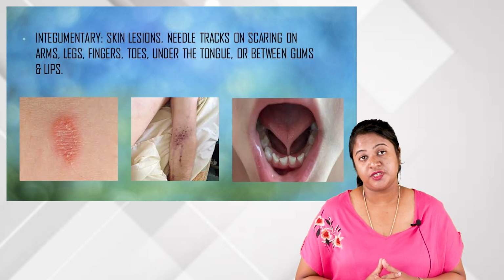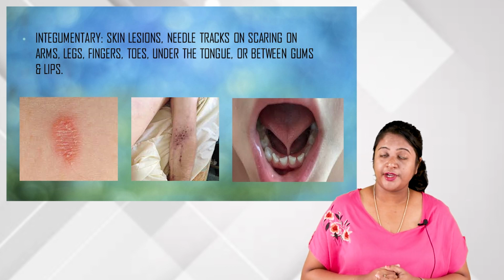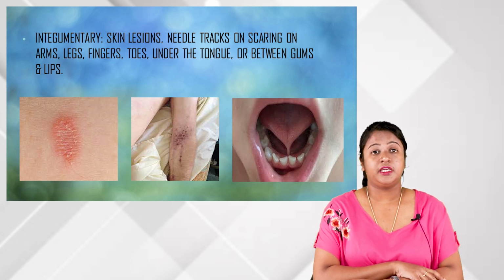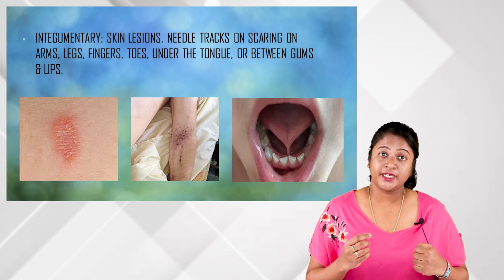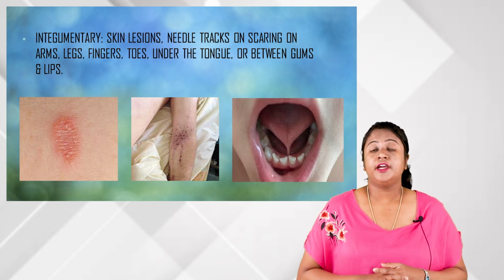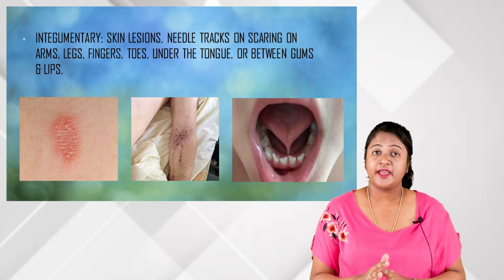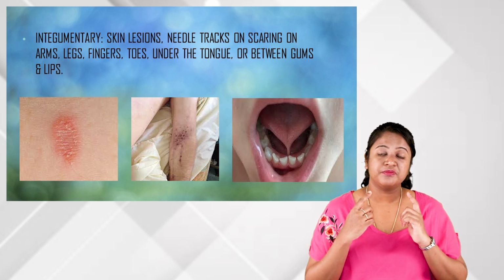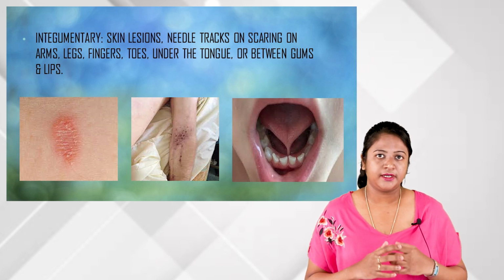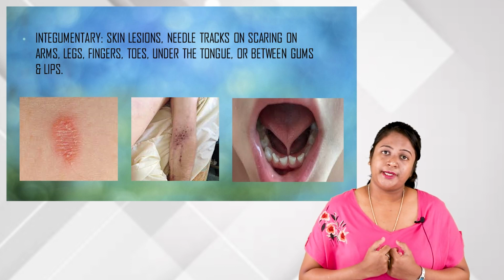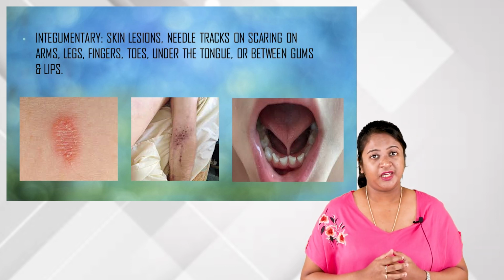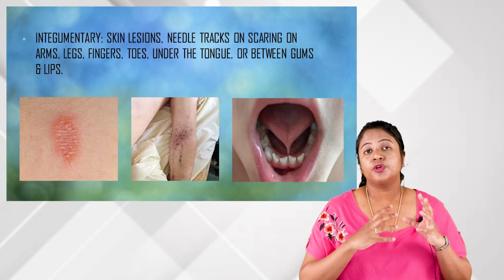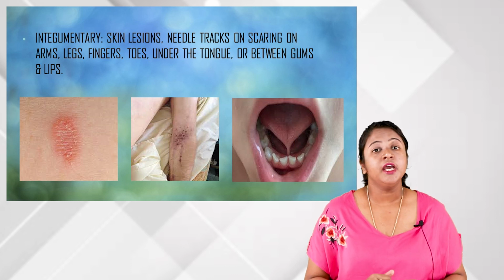Next is the integumentary system. In the skin, you're going to observe for any lesions or cracks on the skin, which can be because of needle punctures, or any scars on his arms, legs, toes, fingers, under the tongue, between the gums or the lips. You're going to rule that out, which is going to give you an idea. Apart from the alcoholic behavior, is the client having any other drug-abusing behavior? So you're going to observe the integumentary system.